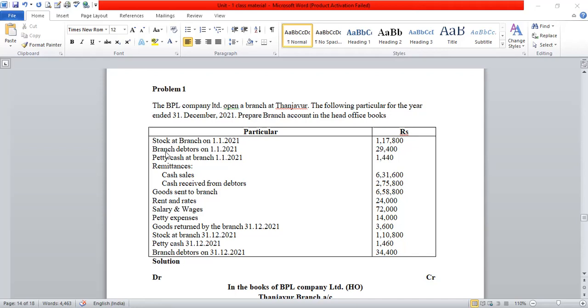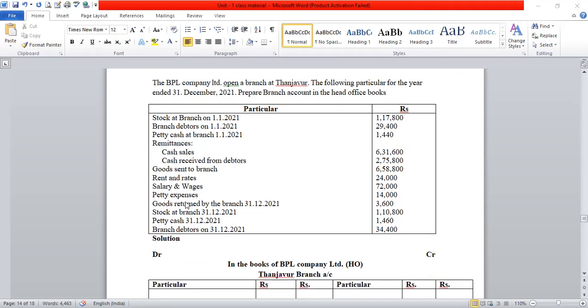Opening stock, opening debtors, petty cash given, remittances, cash sales, cash received from debtors, and goods sent to branch, rent and rates, salary and wages, petty expenses. These are the expenditures as well as remittances. Then the goods returned by the branch. That is, the branch office is returning the goods, maybe because they are not sold or damaged. They are returned to the head office. Then the stock at closing, 31st December, is given. It is considered as closing stock, closing petty cash and closing debtors.